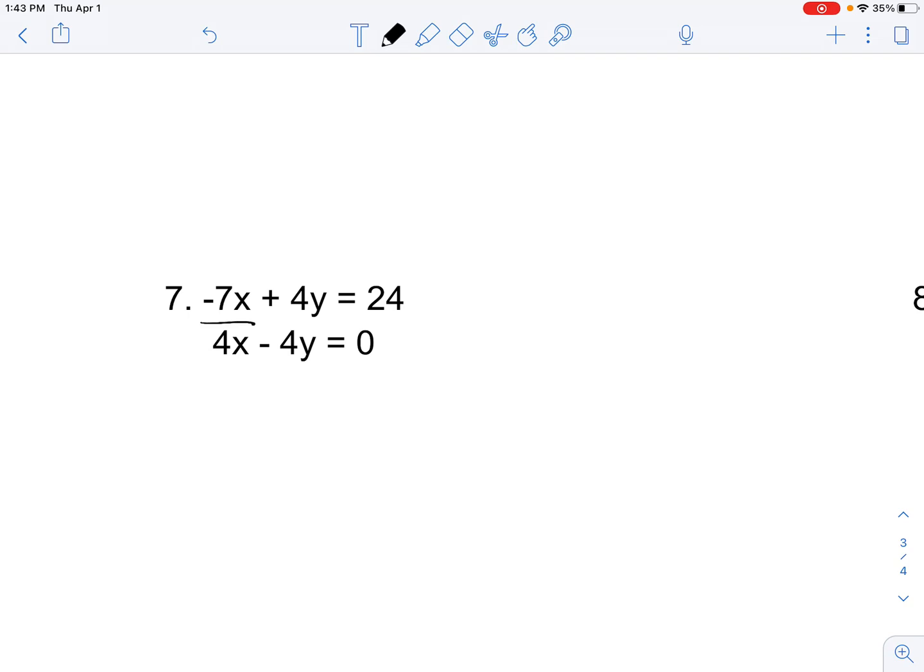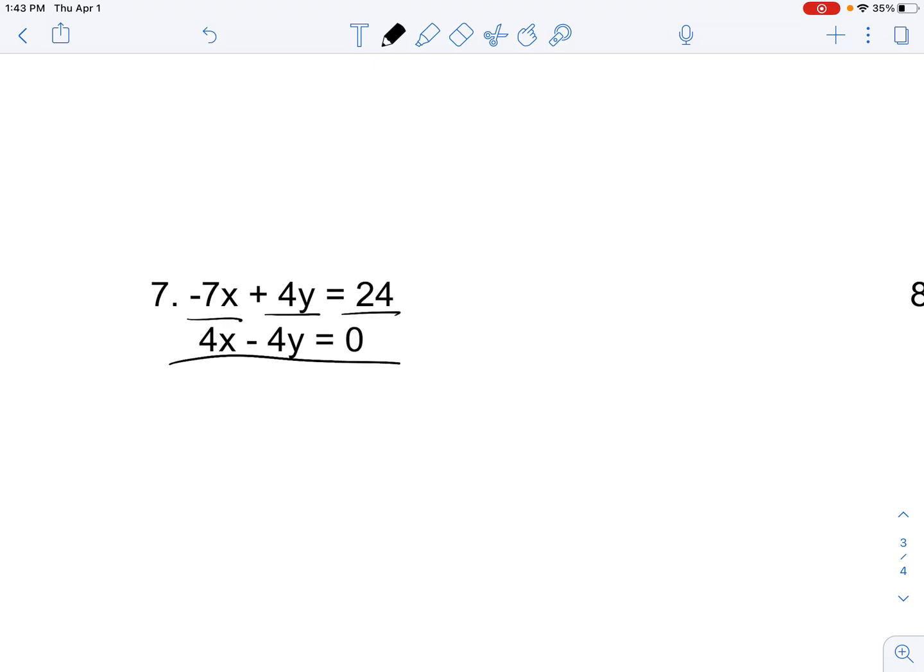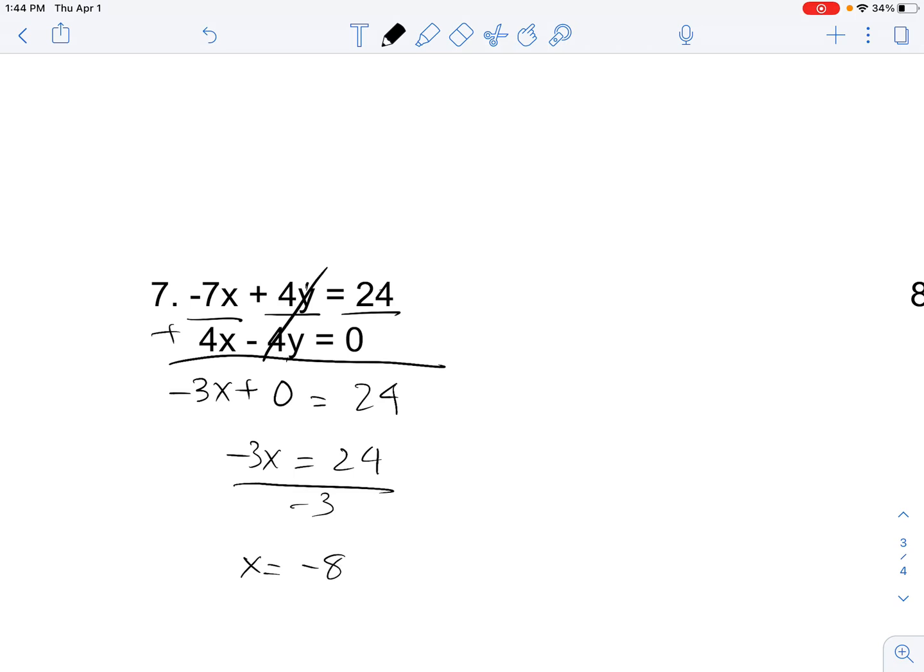For here, negative 7x plus 4y is equal to 24, and 4x minus 4y equals 0. Now what we can do here is, instead of substituting and finding a single value for y and x, we can actually just add these two equations together. If we do that, 4y minus 4y is 0. 24 plus 0 is 24. Negative 7x plus 4x is negative 3x. Now all you have left is negative 3x is equal to 24. Now you just divide by negative 3 on both sides, and then you get x is equal to negative 8.